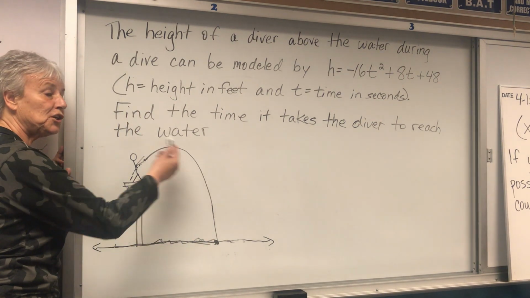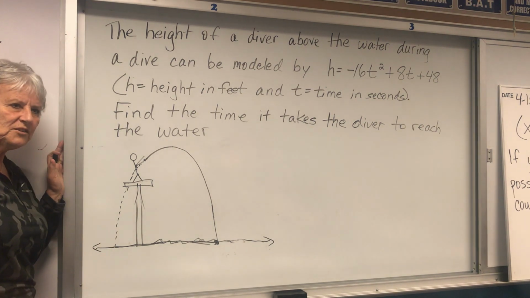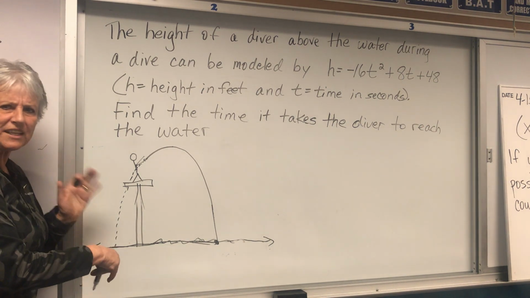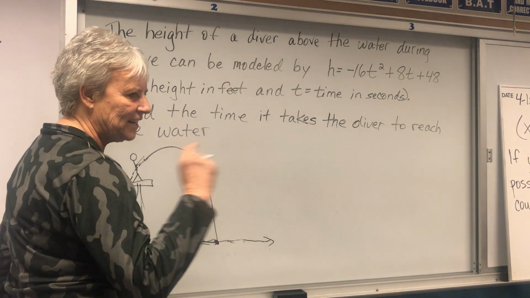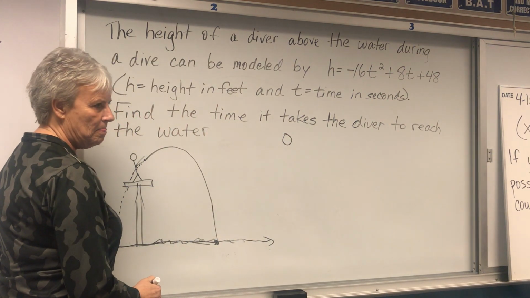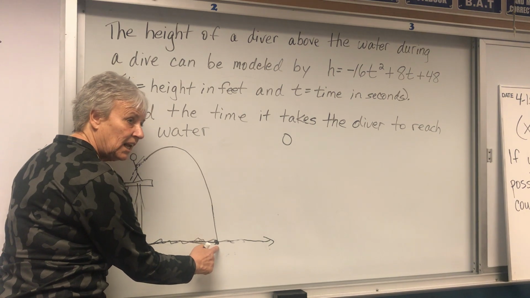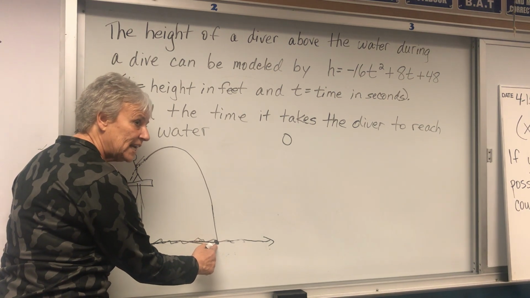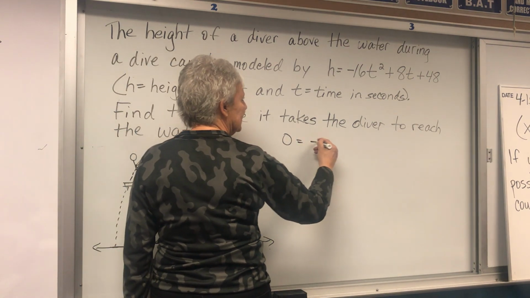Now, there are 2 zeros here, but you will find out that one of them is back here, which makes no sense to the story problem. I want you to factor it first. All you have to do is just take a GCF. That's what we do first. Now, the height is going to be 0 when he hits the water. So 0 is the height.